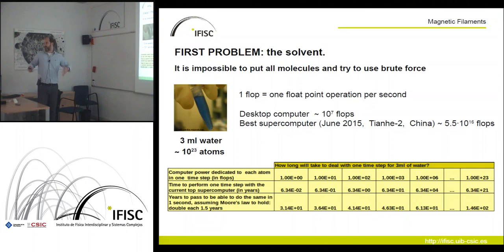Why? Well, you could say, I take a computer big enough, and that would be enough. But as you can see, even with the best supercomputer at the moment, the Tianhe-2 in China, that can operate at 10 to the 16 flops, one could build a table of how long it would take to deal with 3 milliliters of water, that is a little bit more than what is in this Eppendorf here. It contains about 10 to the 23 atoms. If you suppose one flop per atom, this will take you about 2 weeks to complete one time step in this simulation.